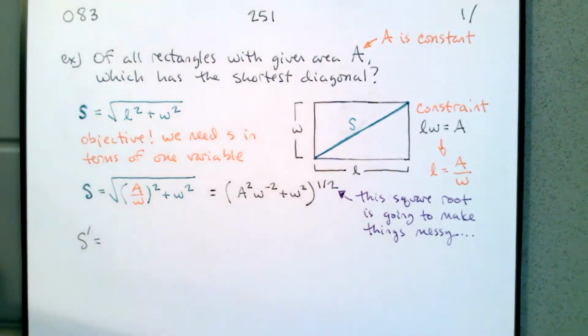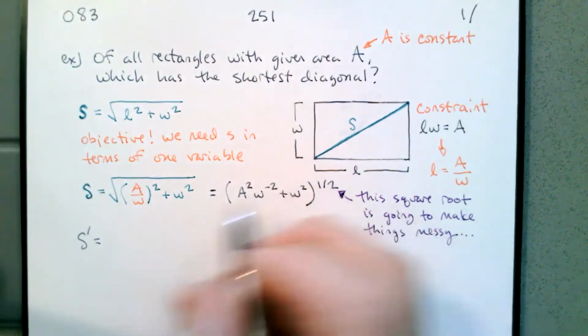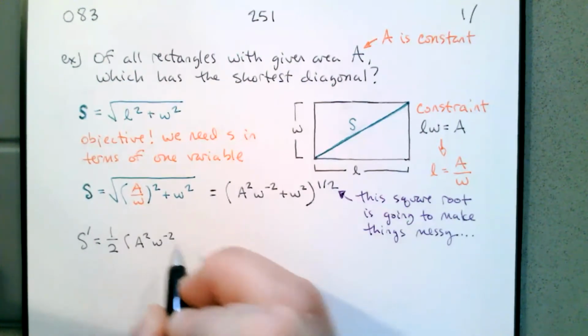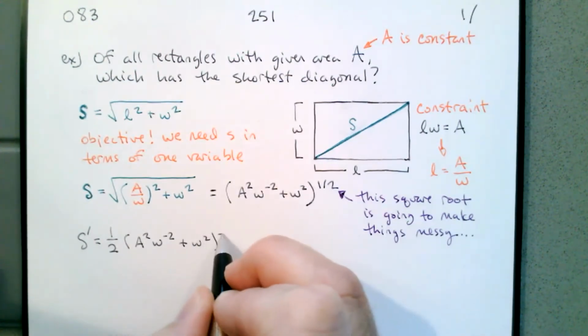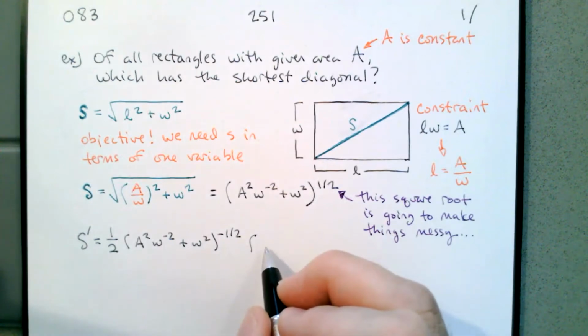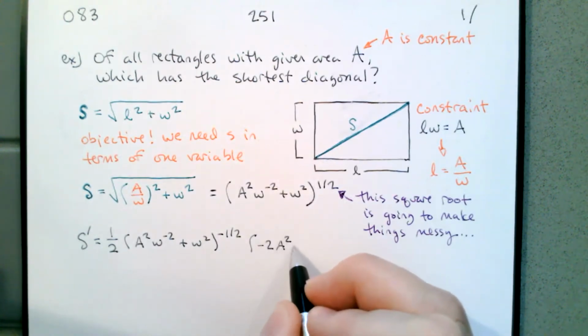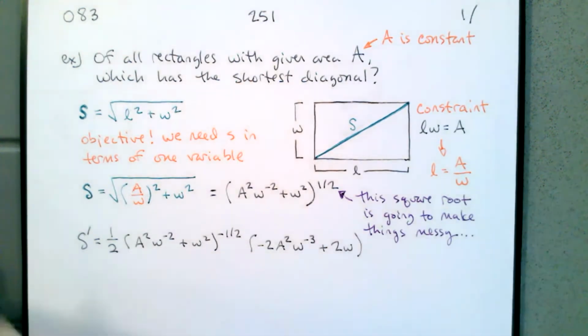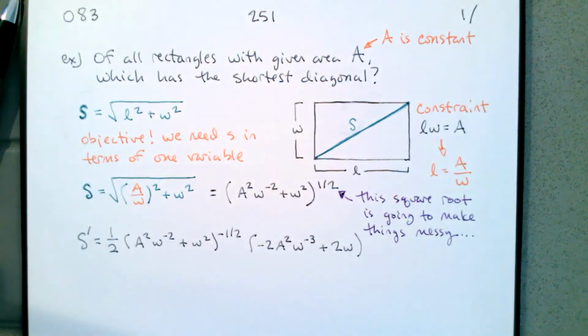And W is our variable. Remember, A is constant. So I have to use the chain rule. I have a 1/2 times A squared W to the -2 plus W squared to the -1/2 times the derivative of the inside with respect to W, which is going to be -2 A squared W to the -3 plus 2W. So here we are using the chain rule. Inside is A squared W to the -2 plus W squared. And then the outside function is to the 1/2 power.